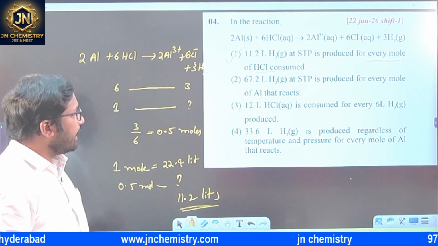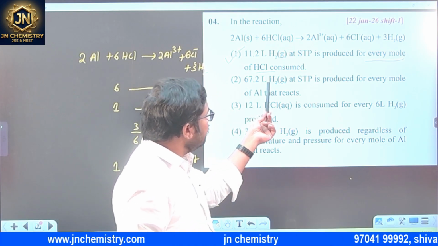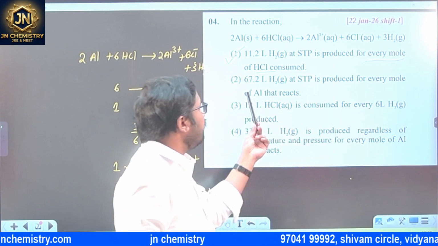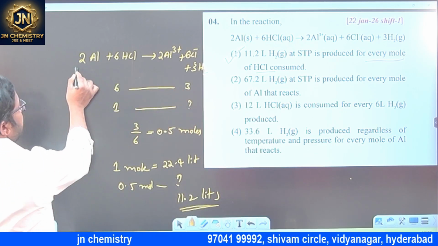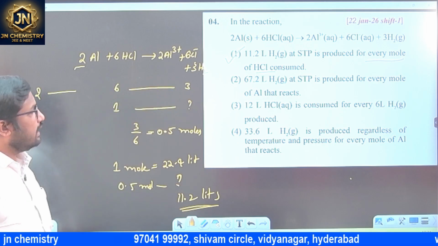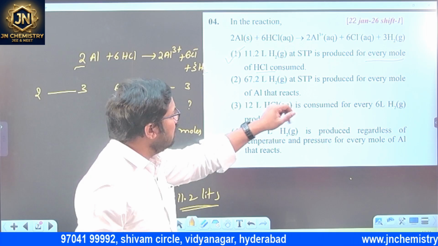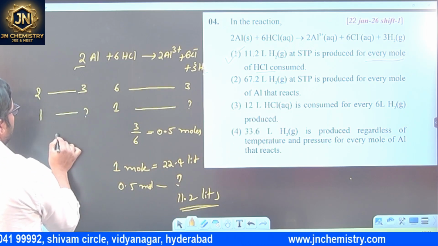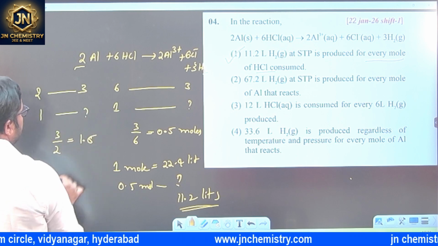Now we'll see the second option: 67.3 liters of hydrogen gas at STP is produced by every mole of aluminium. For 2 moles of aluminium, how many moles of hydrogen? Obviously 3 moles. For every mole, for 1 mole, how much? So 3 by 2, nothing but 1.5 moles.